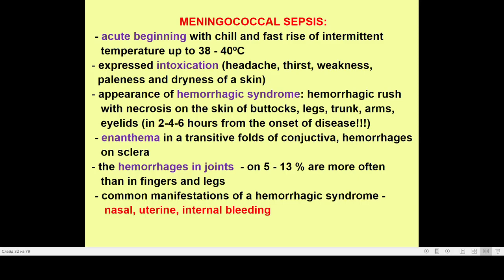Meningococcal sepsis, meningococcemia, is characterized by an acute beginning, chill, fast rising of temperature to febrile level, expressed intoxication, and appearance of hemorrhagic syndrome with hemorrhagic rash, enanthema on mucous membranes, on the mucous membrane of the conjunctiva, hemorrhages on the sclera, maybe hemorrhage in joints, and appearance of bleeding due to realization of DIC.